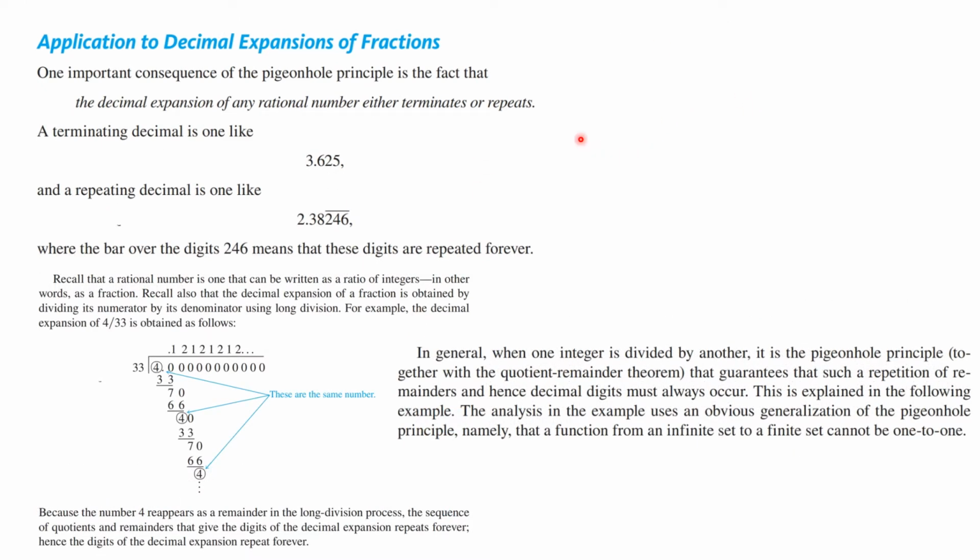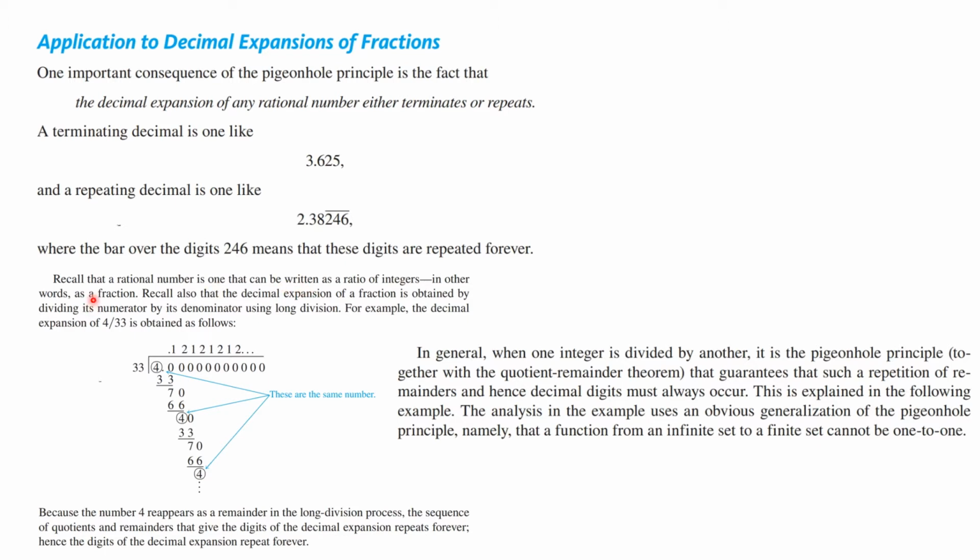There are math majors in this class, and this is a good example. I know you know this fact, but I don't know if you know how to prove it. We'll prove it now using the Pigeonhole Principle. So the decimal expansion of any rational number either terminates or repeats. A terminating decimal is one that ends, and a repeating decimal is one where some digits repeat over and over and over again.